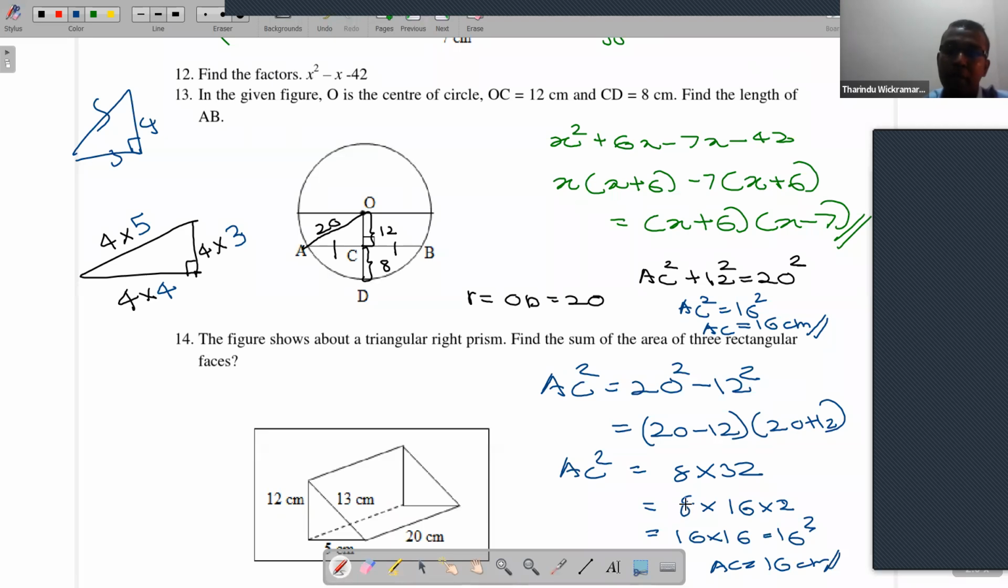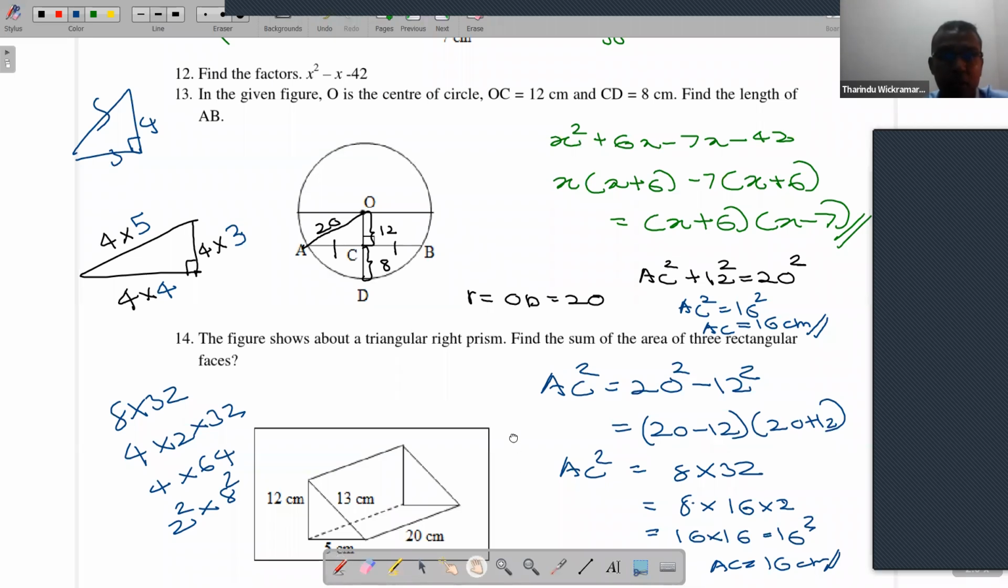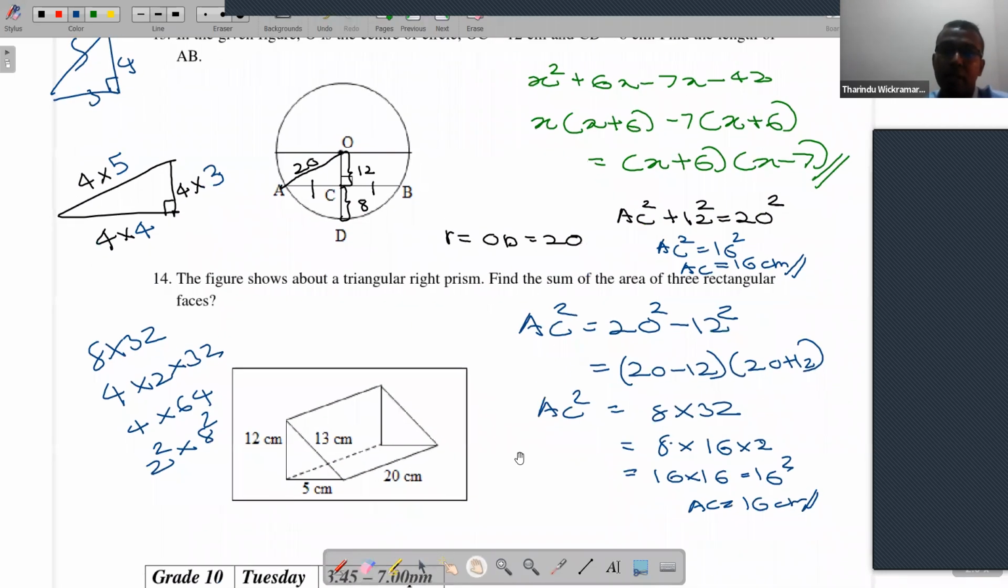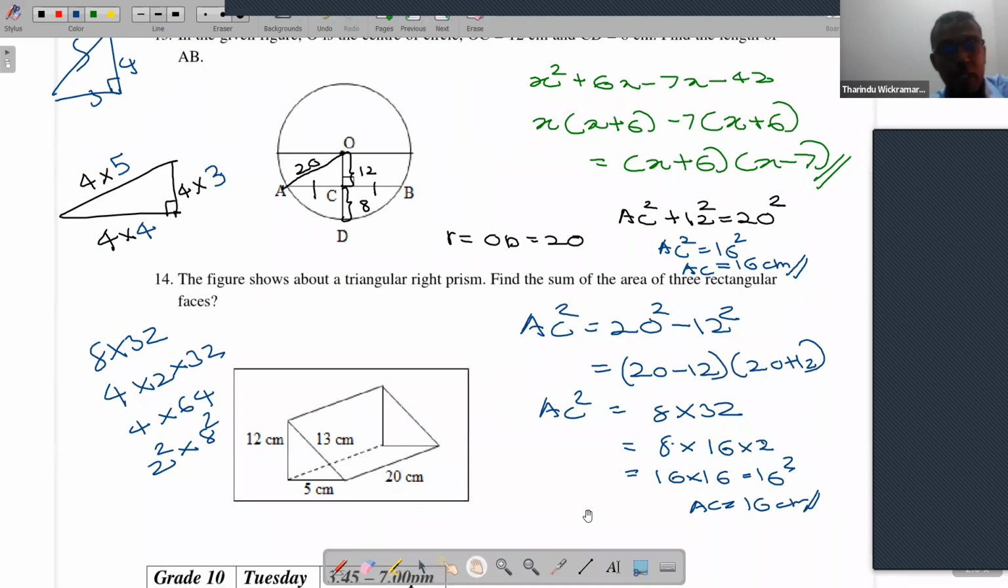You can try different ways. From here we can make 4 times 8 into 32, which means 4 times 2 into 32. That is 4 times 64. This is 2 squared, this is 8 squared. When you take the square root, 2 and 8, that is also 16. So there are different ways to simplify. After that, you can do the 14th question. When you know these simplification methods, it will save you time.